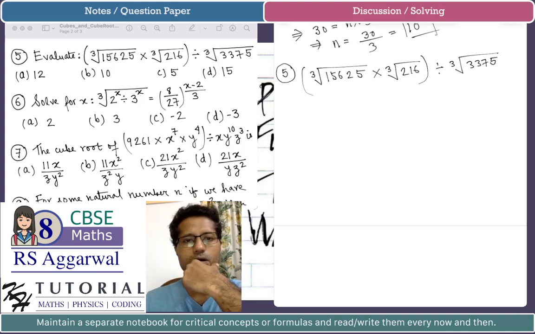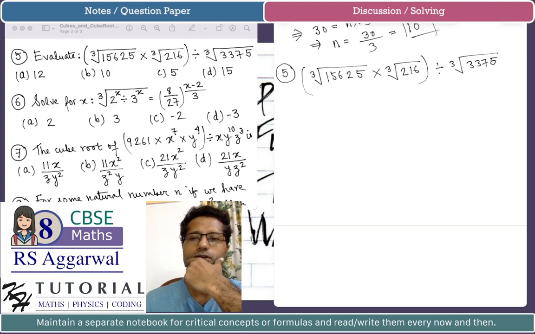I hope since the choices are given in integers, obviously the numbers inside the cube roots are perfect cubes. The 216, I know it is a perfect cube, it is a cube of 6, but I'm not sure about 15625 and 3375. Now 3375, since it is a perfect cube and it is ending with the digit 5, its cube root should also end with digit 5.